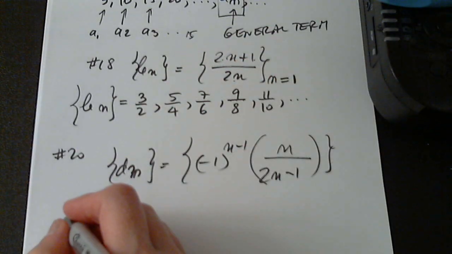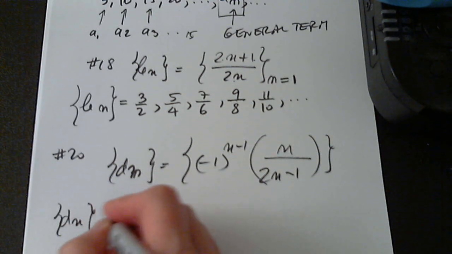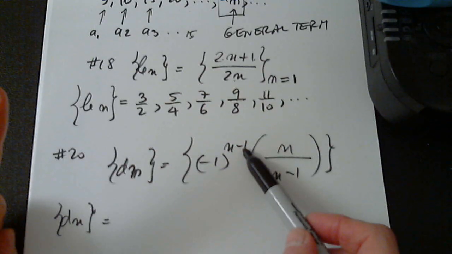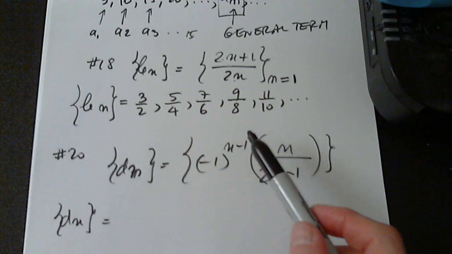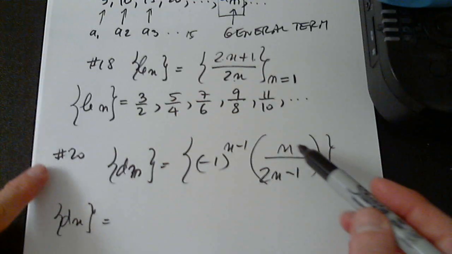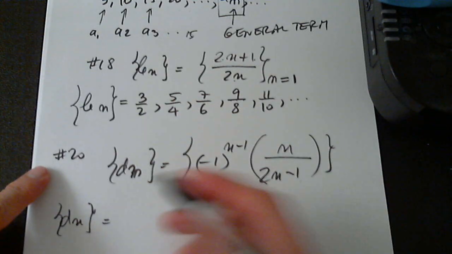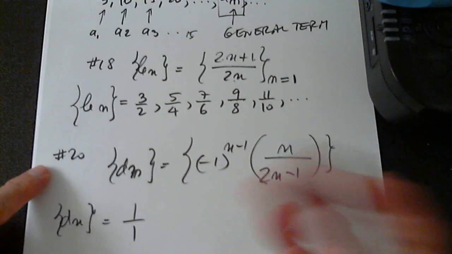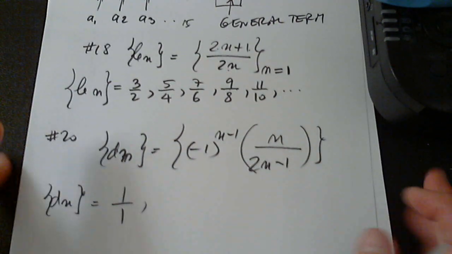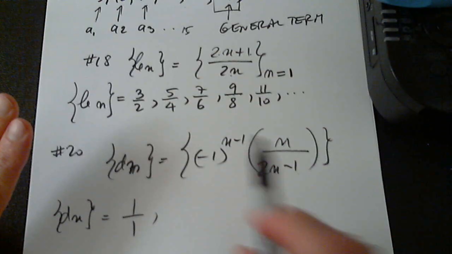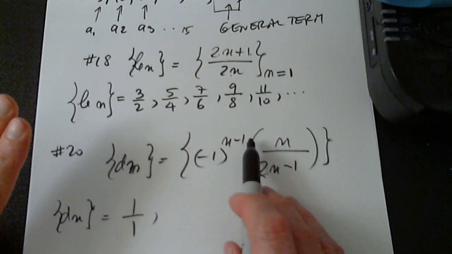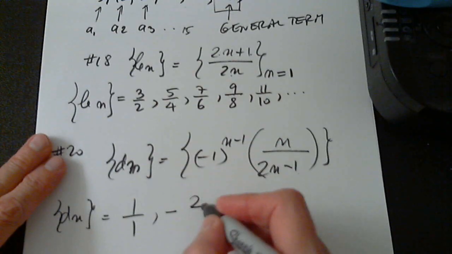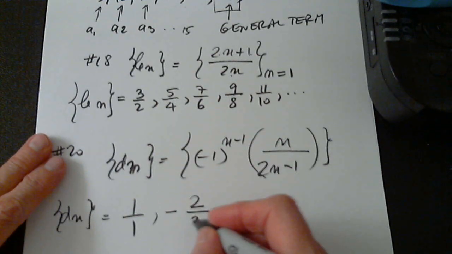Okay, so d_n equals, when n is 1, 1 minus 1 is 0, -1 to 0 is 1. So 1 over 2 minus 1. I should write it as 1. I'll change it in a minute. When n is 2, 2 minus 1 is 1. -1 to the first power is negative. 2 at the top, 4 minus 1 is 3.